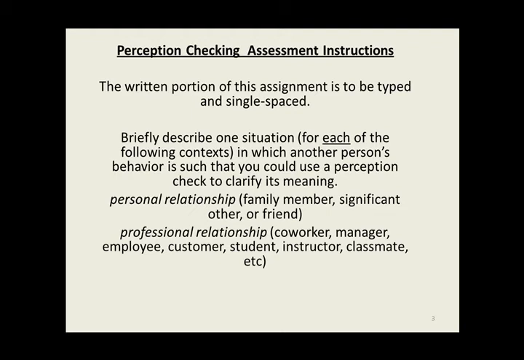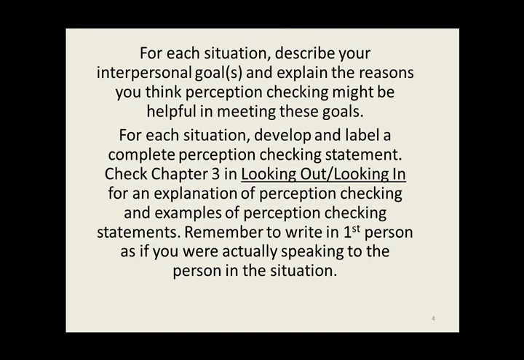The second one will be a professional relationship, or a relationship between you and a coworker, you and a manager, you and someone else at work, or between you and someone at school, such as between you and another classmate or you and an instructor. For each of these two situations, both personal and professional, describe your interpersonal goal and the reason or reasons why you think perception checking can help you to meet that goal.